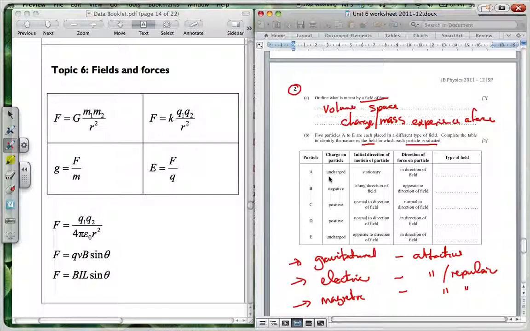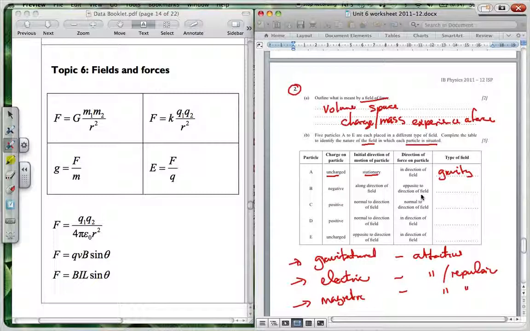So we see here it's uncharged, it's stationary in the direction of the field. Well, uncharged: electric and magnetic fields need a charged particle for them to experience a force. So this must be your gravitational. Next, the force is opposite to the direction of the field.